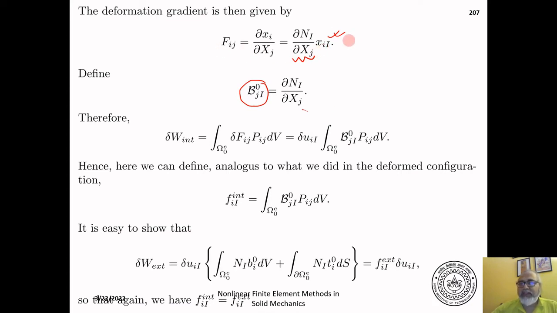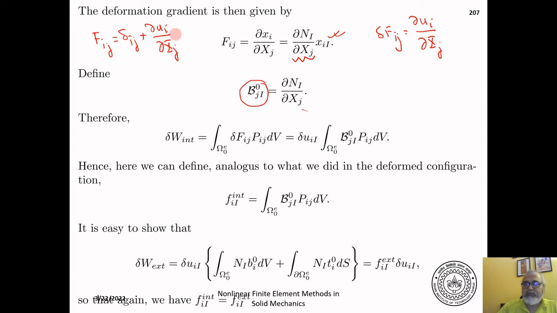So Fij can also be written as del Ui del capital Xj, because remember that Fij is delta ij plus del ui del capital Xj. So this was also something that we had derived from there. You can write this as well.